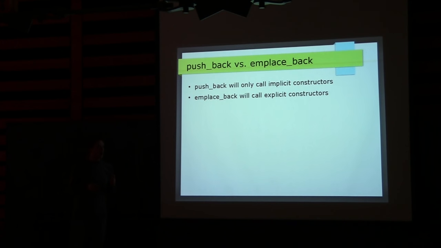However, I still think that when you have one argument and you do not intend to do an explicit conversion, you want to improve your safety, I would recommend using push_back, because it can only call implicit constructors, and implicit constructors are supposed to be safe. They're supposed to be, this type is substitutable for that type. It can convert to that type with no loss of information.